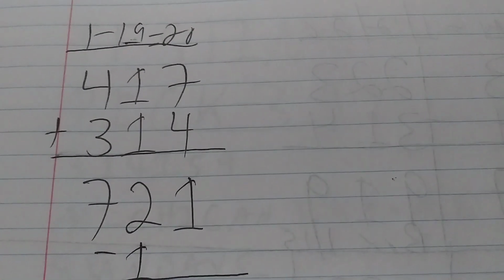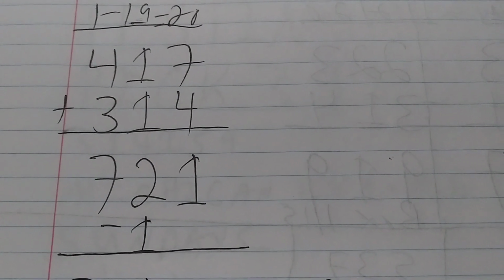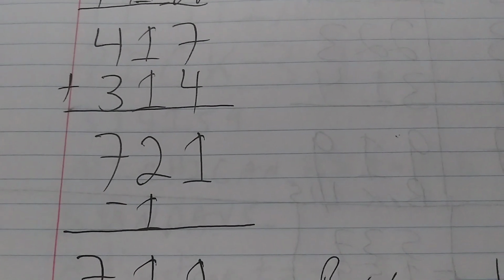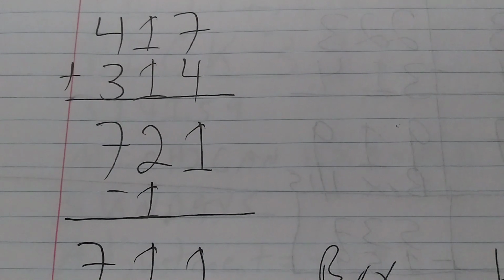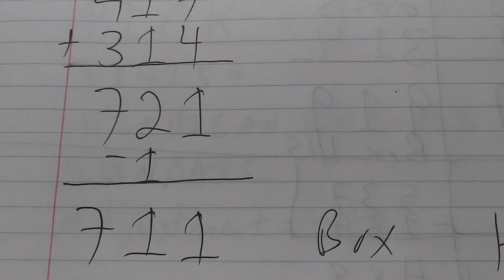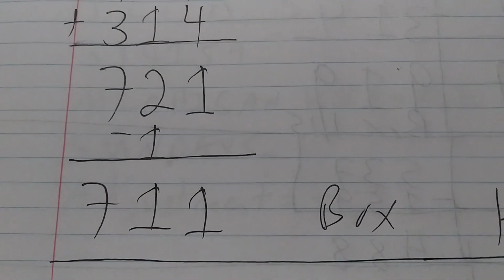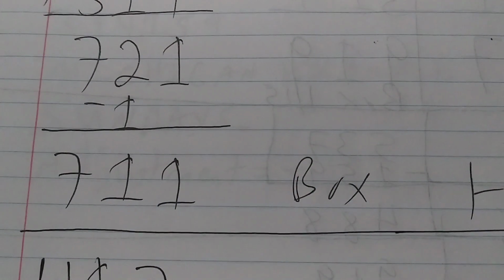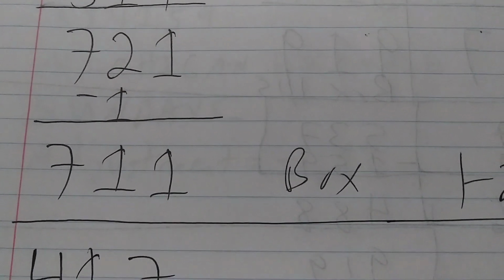And then on January 19th, 417 hit. You're going to add 314, so 4 plus 3 is 7, 1 plus 1 is 2, 7 plus 4 is 11, or 1. You're going to take off the 1 from that middle 2, 2 minus 1 is 1. Bring down 7-1, and then 711 did hit as a box, and I don't recall the day.